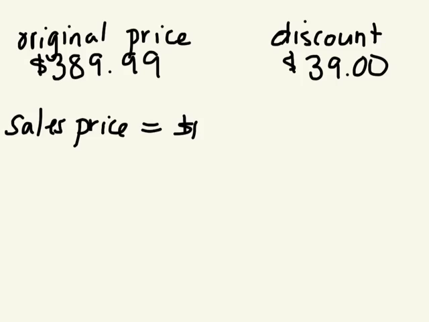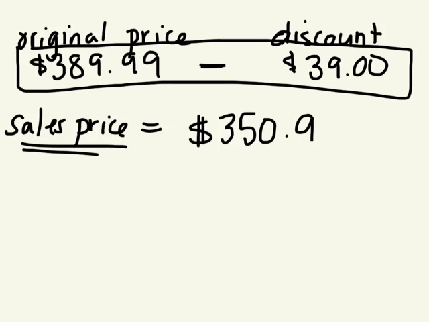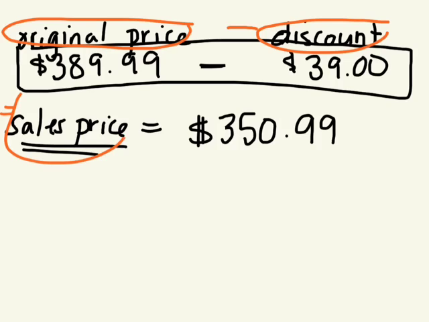Yes, we need to subtract. Why are we subtracting? Let's subtract $389.99 minus $39 and we will get the new sales price. What is it? $350.99. Okay, this is a new sales price. So we take the original price, we subtract the discount, and we will get the sales price. Original price minus the discount, right? It's a savings. You're taking money off.